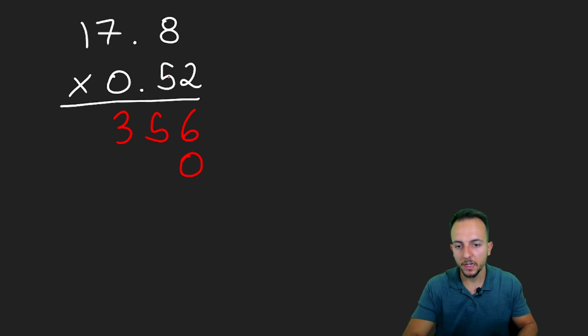Now we have 5 times 8, that is 40, so 0 and carry over the 4. 5 times 7 is 35, plus 4, 39, so 9, and I can carry over the number 3. 5 times 1 is 5, plus 3 is 8.